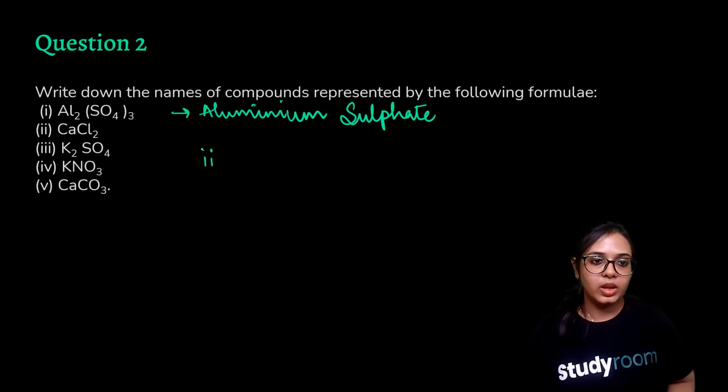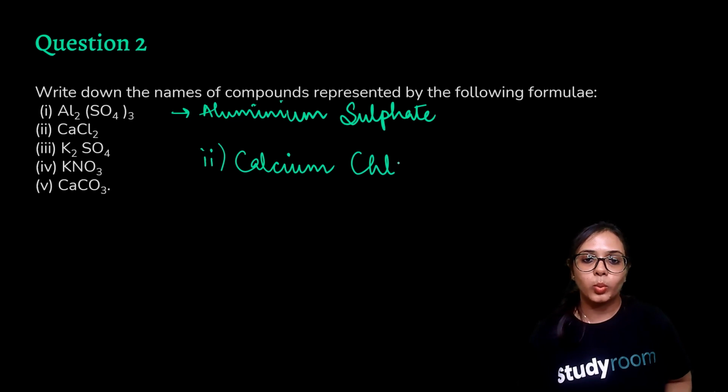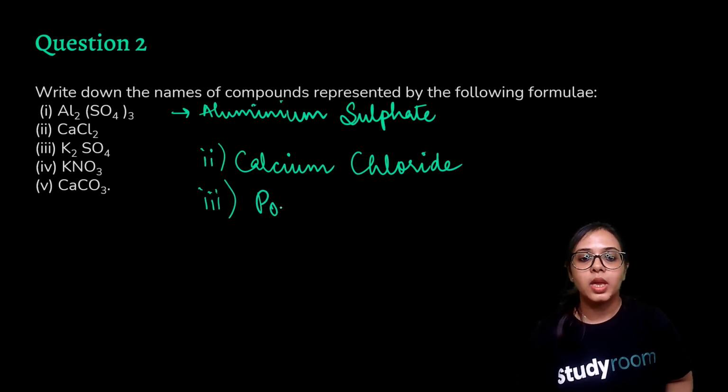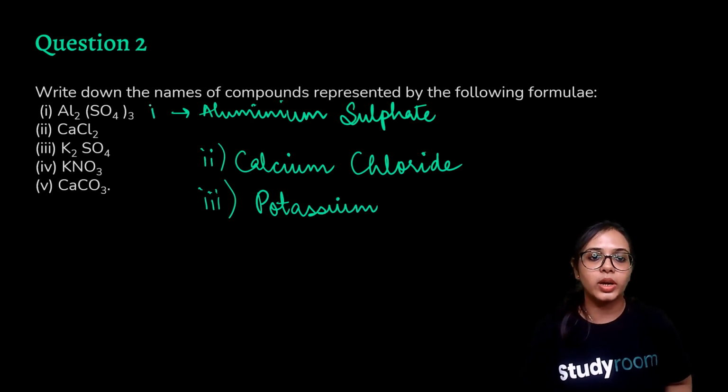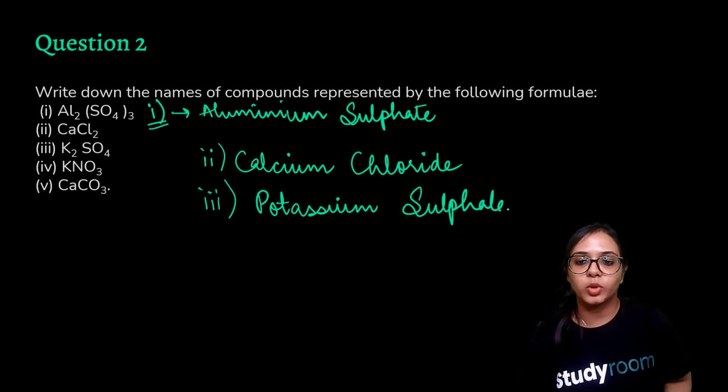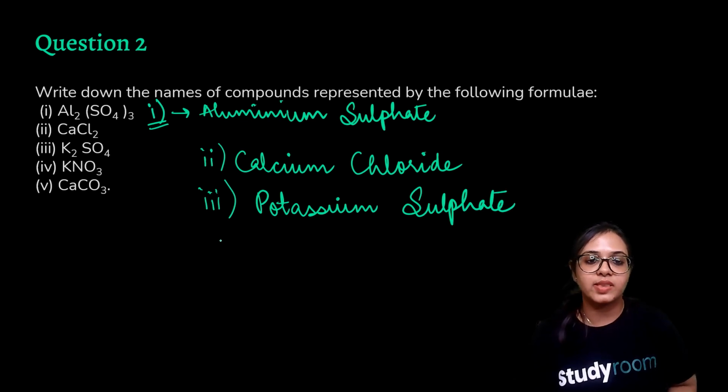Number 2 is calcium chloride. Here 1 atom of calcium is combining with 2 atoms of chloride to form one molecule of calcium chloride. In the third example, potassium sulfate. Since potassium has a +1 charge, whereas sulfate, as we can see in the first one, has a -2 charge, 2 atoms of potassium come together to form a molecule with 1 atom of sulfate.